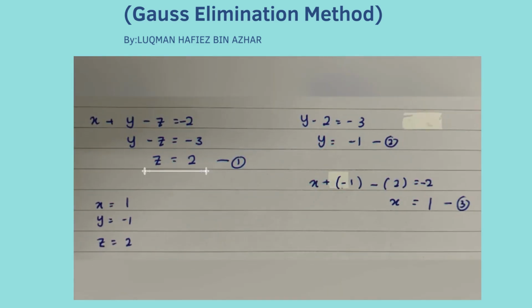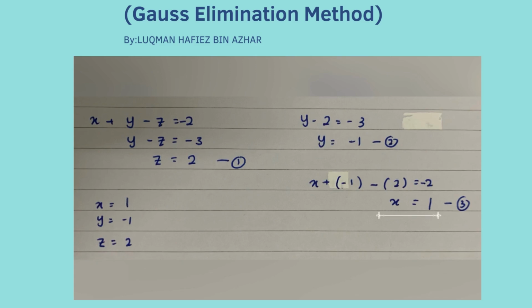Lastly, by using back substitution, we get x plus y minus z is equal to negative 2, y minus z is equal to negative 3, and for z we get the value 2. To get the value of y, we substitute the value 2 for z. So we get y minus 2 is equal to negative 3, so y is equal to negative 1.